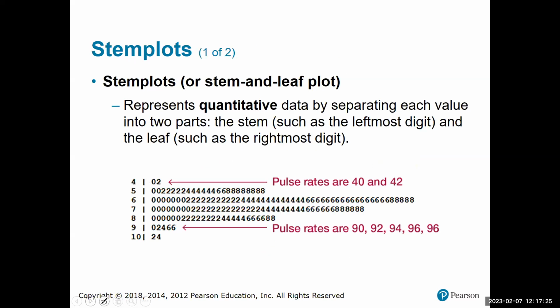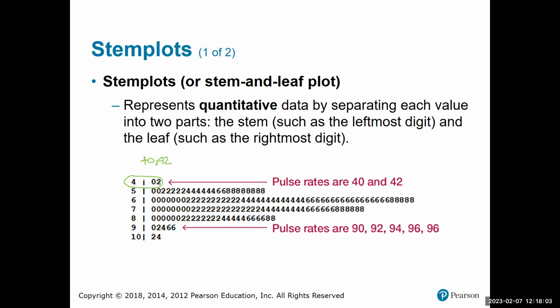All right, moving on. Stem and leaf plot, it represents, again, quantitative data by separating each value into 2 parts, the stem, such as the leftmost digit, and the leaf, such as the rightmost digit. All right, so right here, this first row here, this is 2 data values. It's 40 and 42, right? So the number on the left gives you the first digit, and the number on the right gives you the second digit. And this is 2 data values.